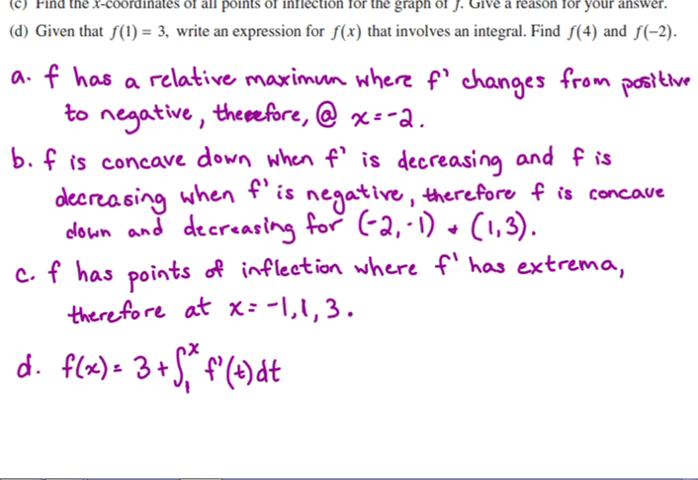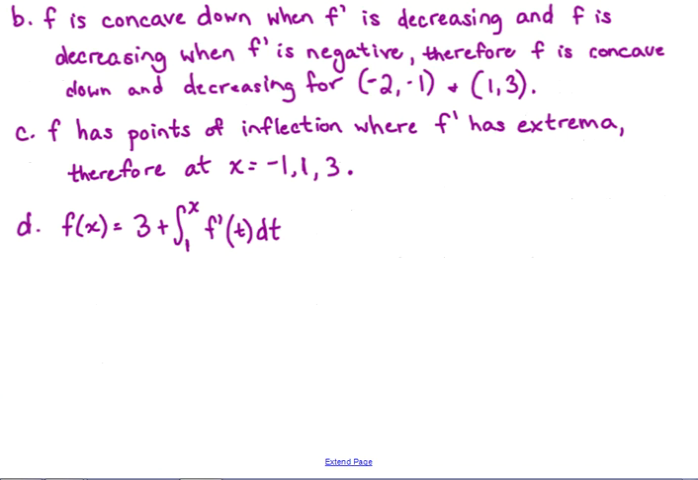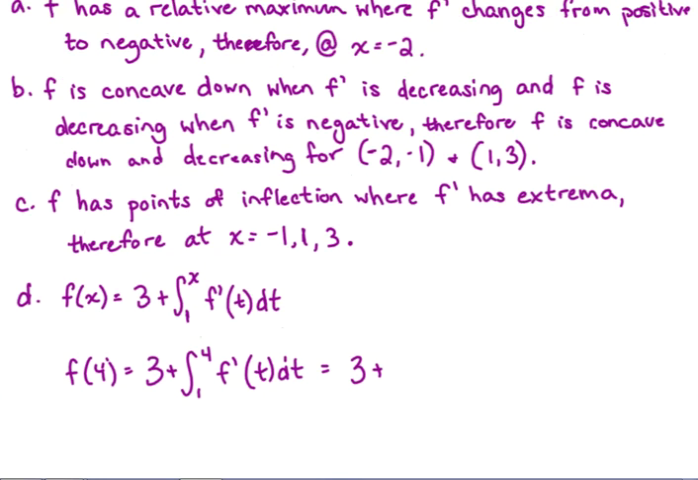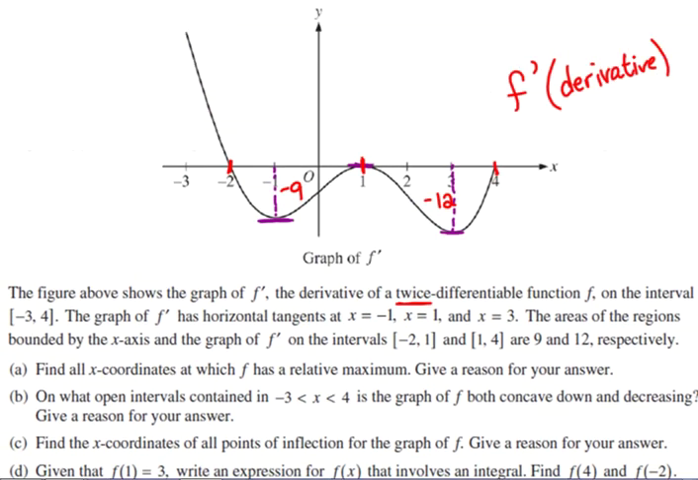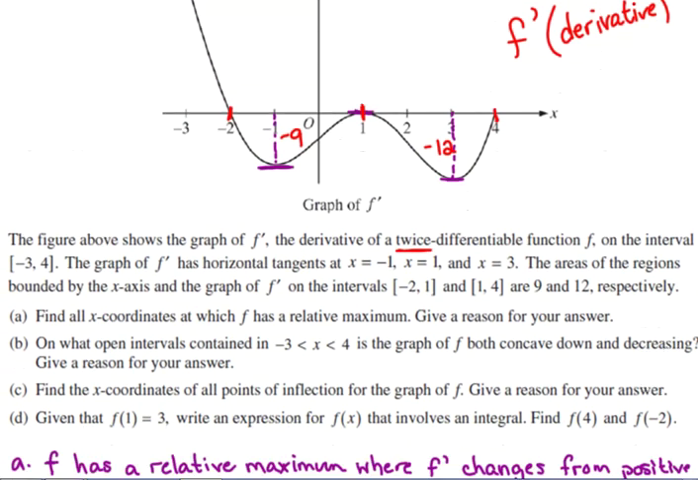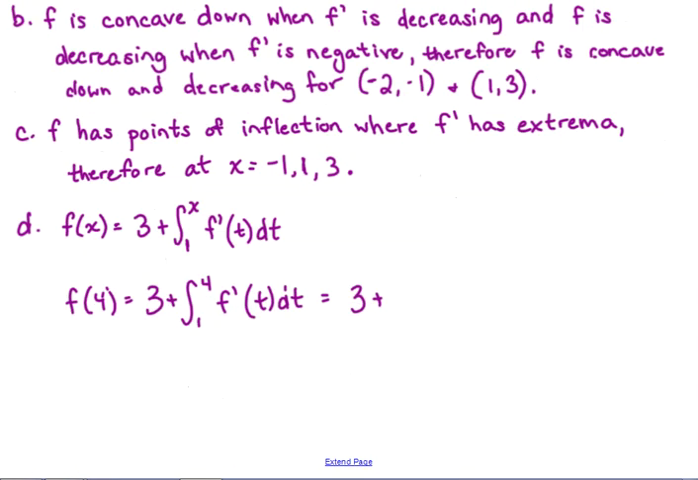Then they ask you to find f of 4 and f of -2. So then it's just a matter of evaluating, right? F of 4 is equal to 3 plus the integral from 1 to 4 of f prime of t dt. So that's equal to 3 plus, remember the integral from 1 to 4 would be the area under the curve. So from 1 to 4, the area under the curve is -12, because it's under the x-axis. So that's -9 for f of 4.